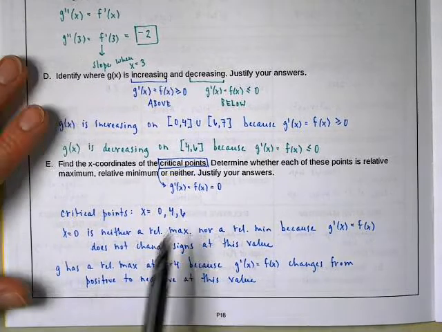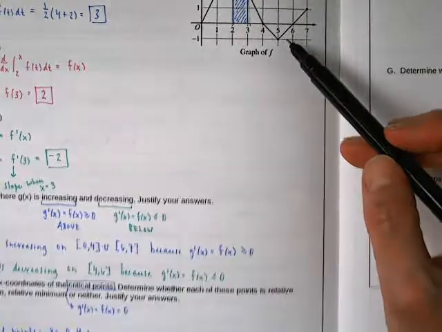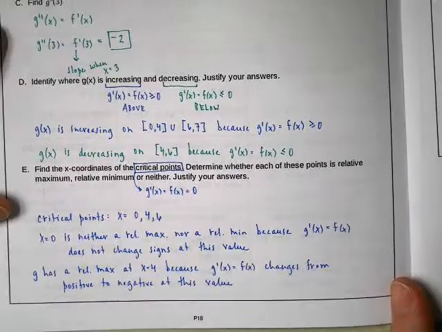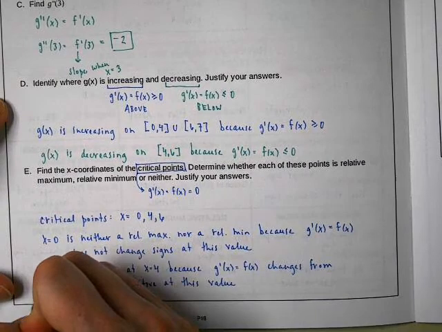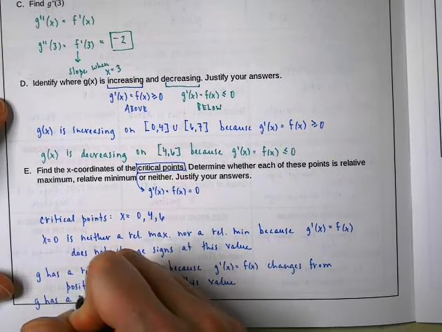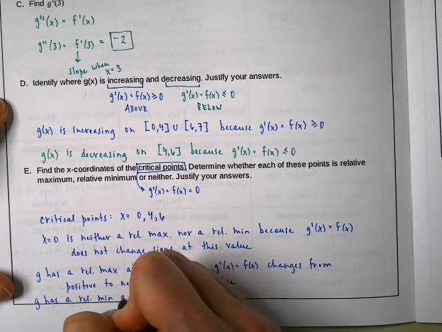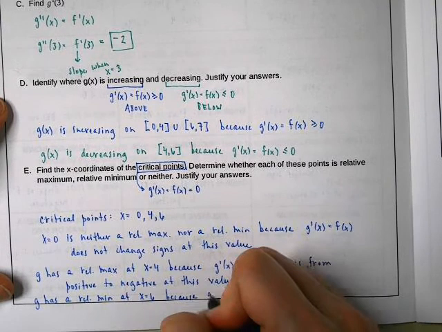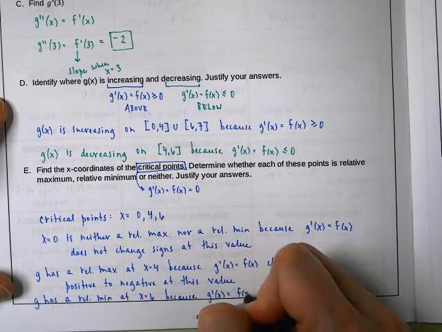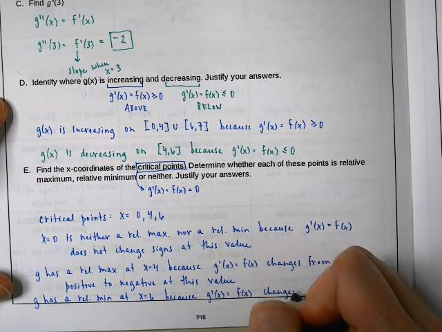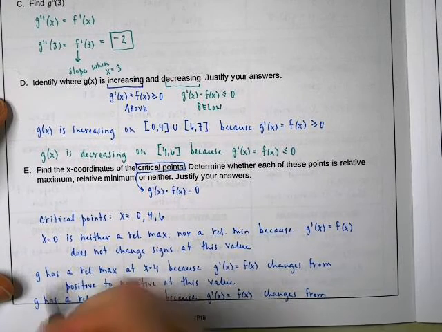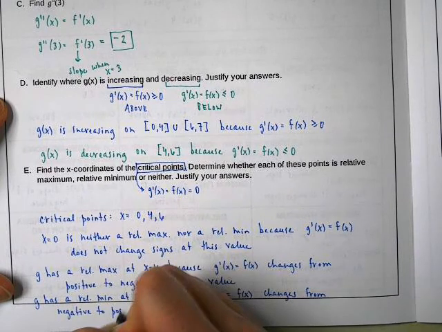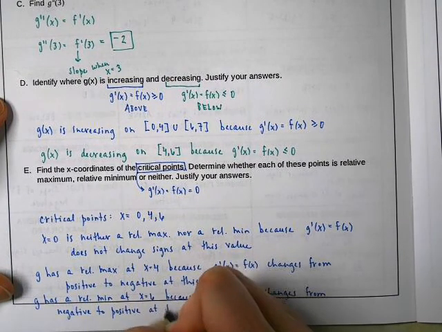And then lastly, we have to look at x equals 6. Here we see at x equals 6, my graph of f is changing from negative to positive, which means I have a relative minimum there. So sorry, this is going to be a little squished. We would say g has a relative min at x equals 6 because g prime of x equals f of x changes, in this case, from negative to positive at this value.